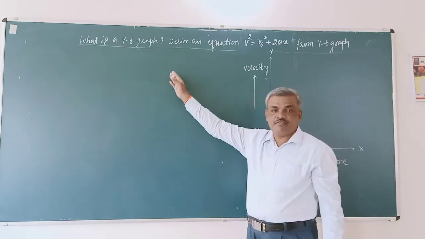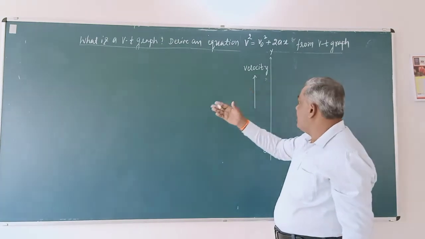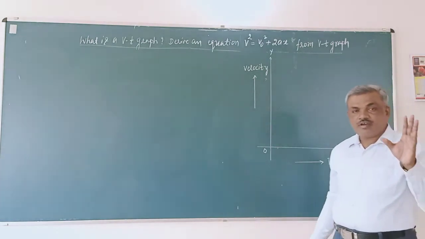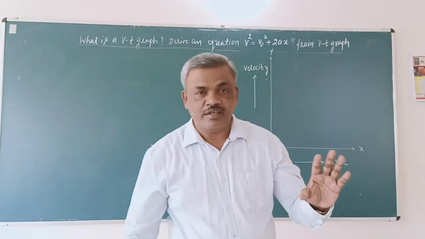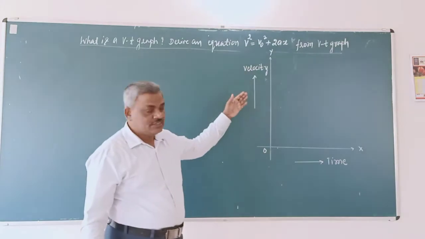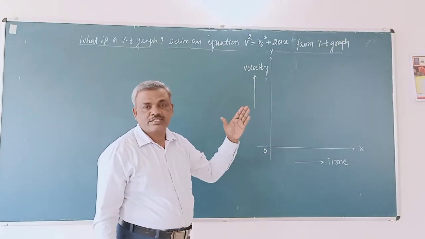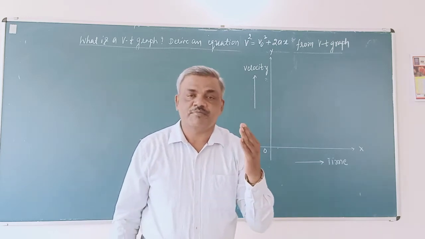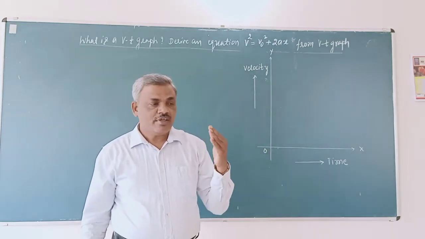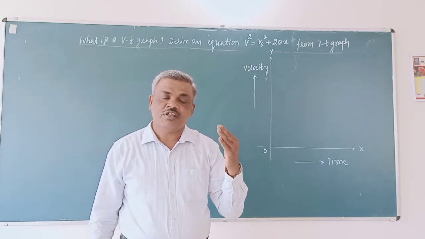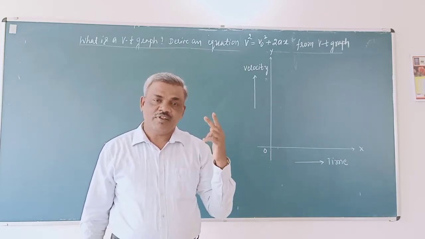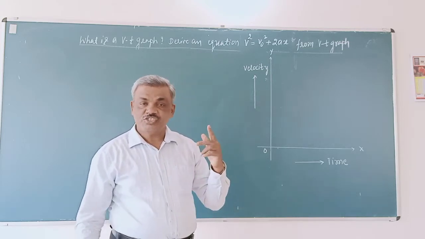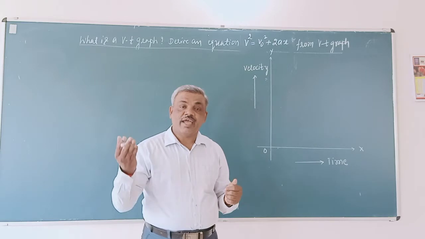So what is a VT graph? Velocity is taken along the y-axis, time along the x-axis. The graph obtained by plotting velocity along the y-axis and time along the x-axis is called a VT graph. What are the importance or applications of a VT graph? A VT graph helps us to study the nature of the motion. It helps us to find the displacement of the body, and to find the instantaneous velocity and acceleration of the body.